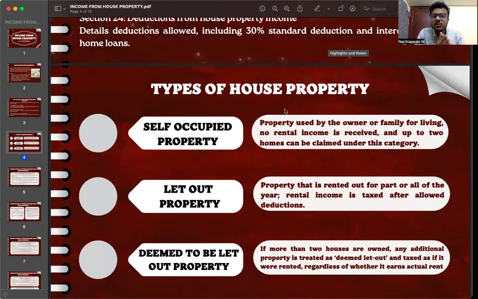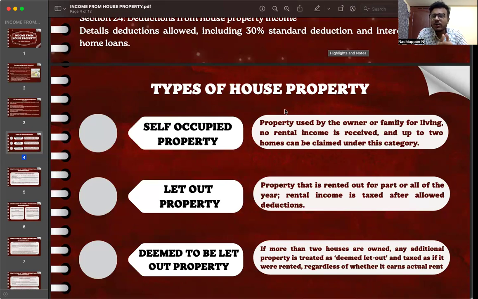So there are three types of house property. Number one is a self-occupied house property. This is where you own the house and you're staying in it. And for this house, there is no tax for a self-occupied property. Under this category, you can claim up to two homes as self-occupied.